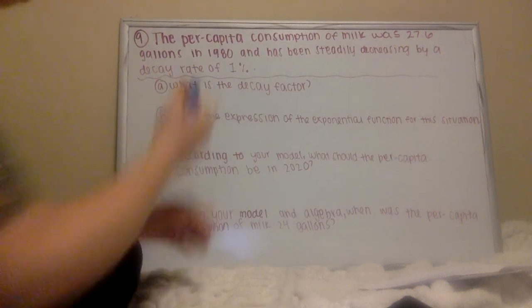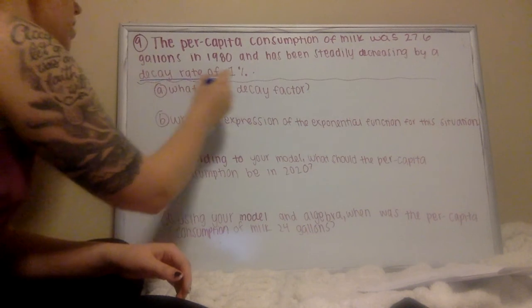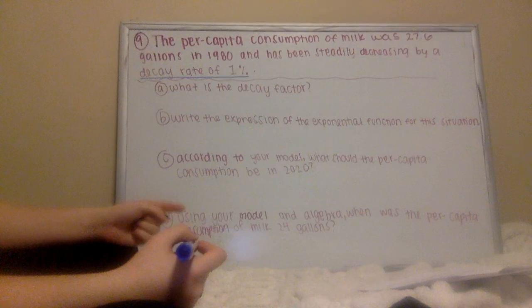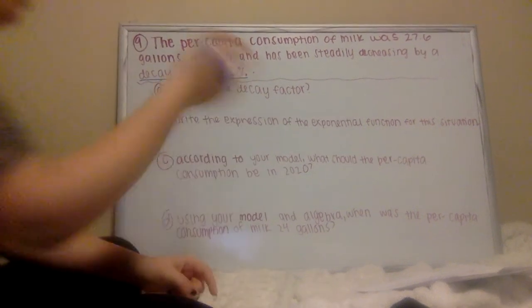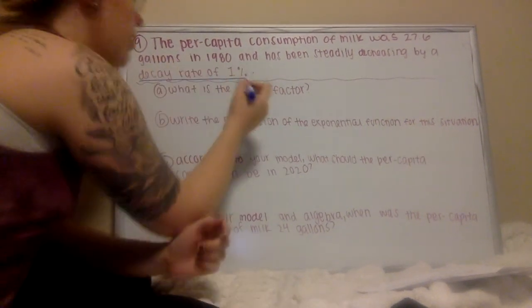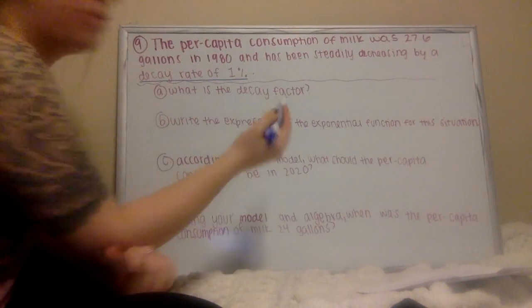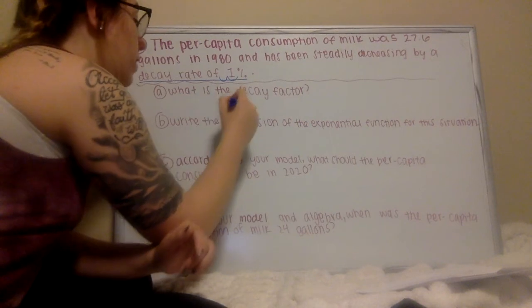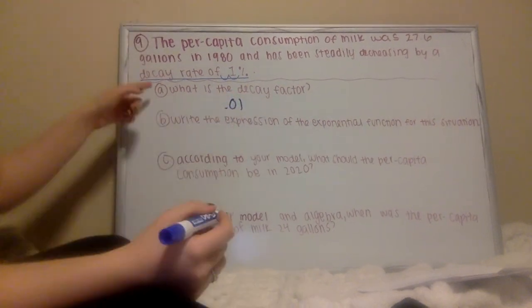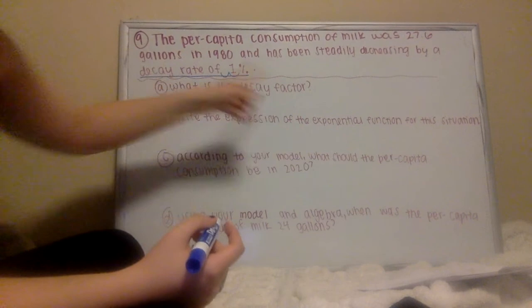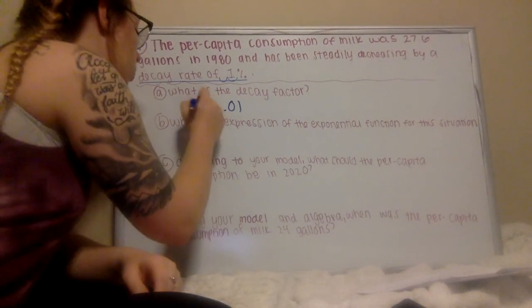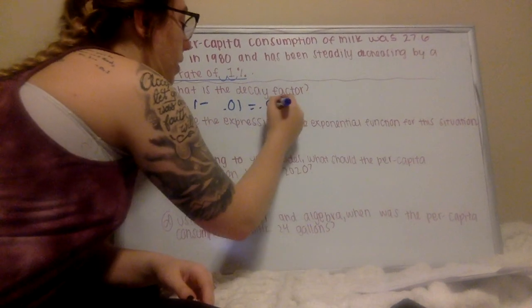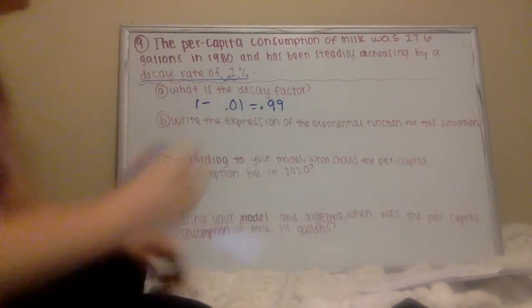Alright, so here we are given that we have a decay rate of 1%. When we're going from a decay rate to a decay factor, we will do 1 minus our decay rate. Our decay rate is 1%, but we can't plug in 1%, so we've got to change this to a decimal, so we move this over 2 places. So we have 0.01. Again, we're going from a decay rate to a decay factor, so it's 1 minus our rate. So 1 minus 0.01 equals 0.99. And this is our decay factor.